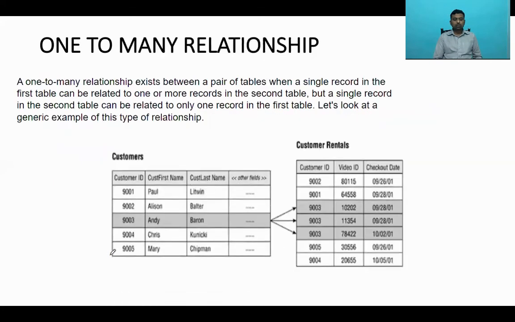When I say one-to-many relationship, it is when one entity, or sorry, one tuple or one entry, is getting related to more than one here. So 9003 is an entity, a tuple, an entry, which is getting related with many values here. 9003, 9003, 9003, three times it is getting related. So this kind of relationship is called a one-to-many relationship. One row is related to more than one row in another table.